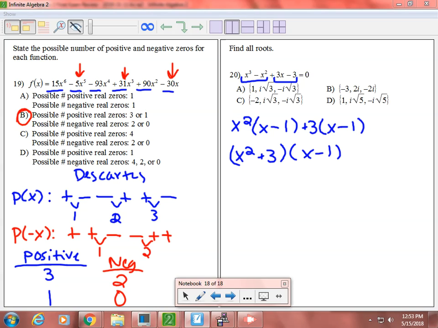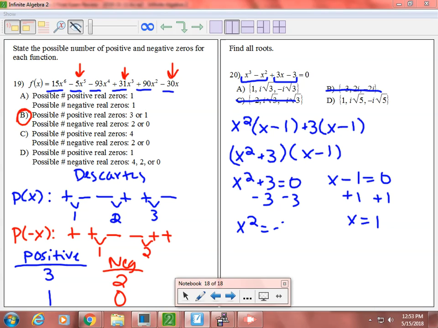So if you're finding the actual roots, you're trying to set these equal to 0. So I'm saying x squared plus 3 equals 0, and x minus 1 equals 0. Well, this one's the easy one, because you're going to add 1 and you're going to get 1. Okay, so you can already eliminate these two. Then for this one, subtract 3 to the other side.